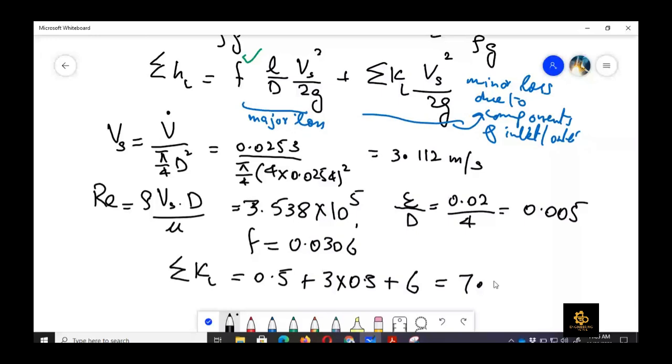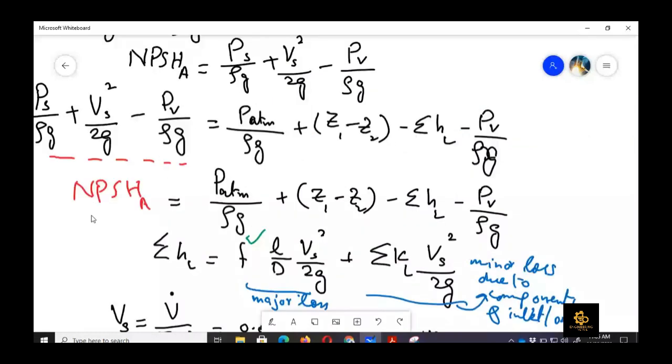So after that, once we have calculated the KL value, we need to just put it in this equation for HL, and then we can calculate HL. Once we calculate HL, we can calculate the NPSH available, because we know the P atmospheric, that is 101.325 kPa, and then Z1 minus Z2 is 4 feet.